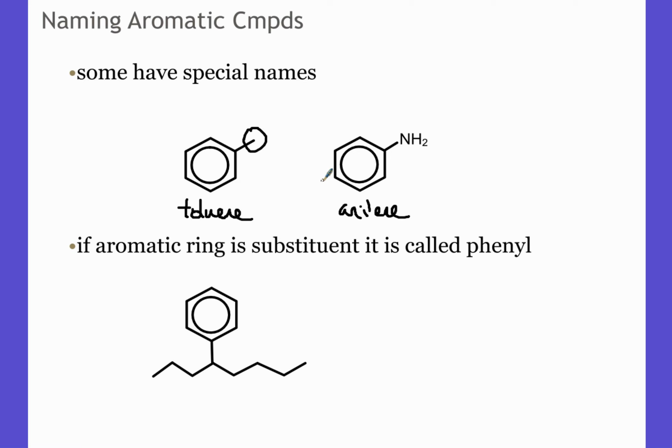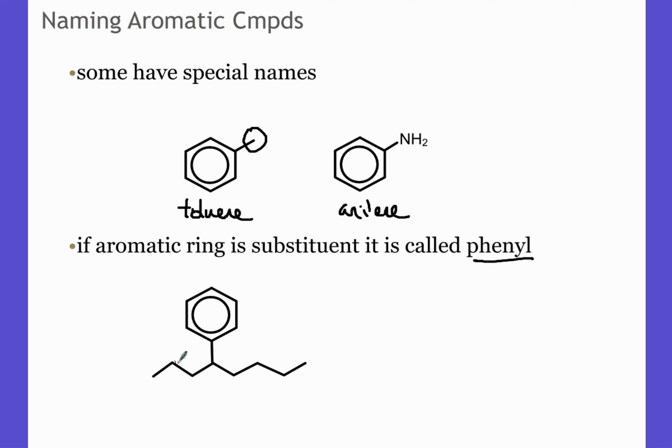So toluene, special name you need to know. Aniline, also a special name you need to know. We'll expand on this aniline later when we start talking about amines with nitrogen. But for now, you'll see anilines, you'll see toluenes. You'll also see possibly that aromatic ring as a substituent, in which case you're going to call it this phenyl, P-H-E-N-Y-L, right? Phenyl, that ending YL, means that it's a branch.